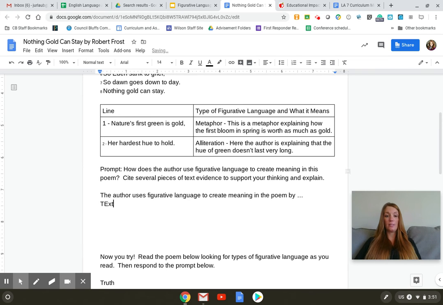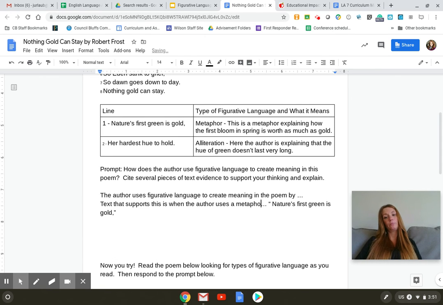And then the next part would be text evidence, or text that supports this is, and then you remember anytime you cite evidence in text, you need to put quotations around it. So this is where we would just copy the text that we have here and paste it, and then that's our text evidence. You might even just make a claim like, text that supports this is when the author uses a metaphor to, and then we already have done the work up here, explain how the first bloom in spring is worth as much as gold.